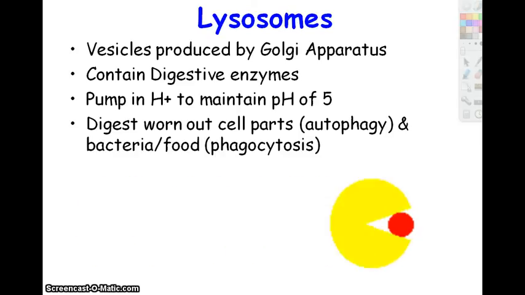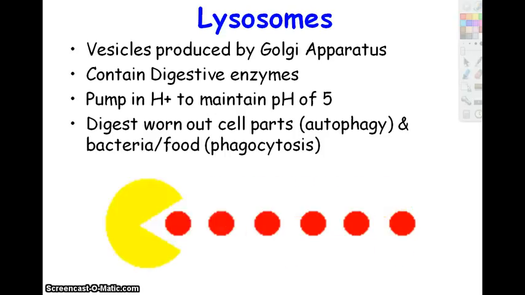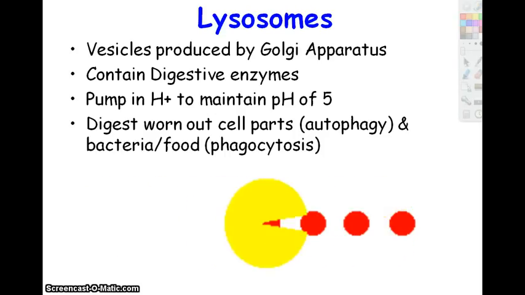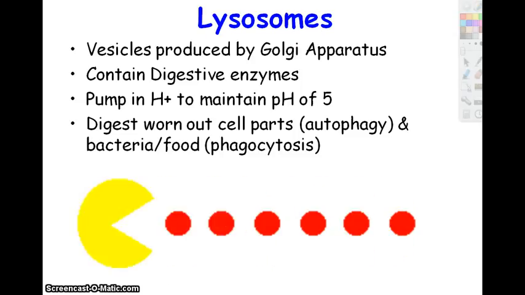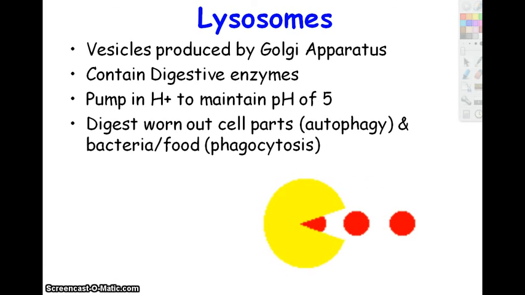All right. So auto means self. So autophagy would be breaking down, eating its own cell parts that are left over, that are old, that need to be recycled, and then the recycled bits can be rebuilt. And then phagocytosis, when a cell eats a virus or a bacteria or anything that doesn't belong.